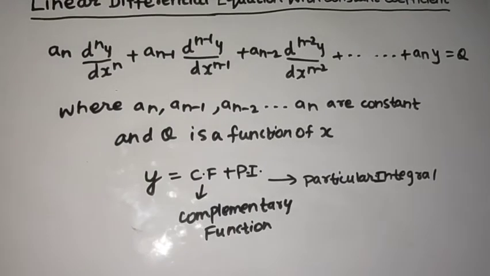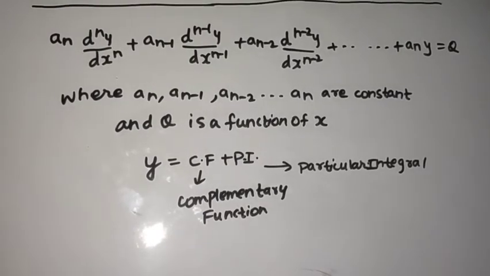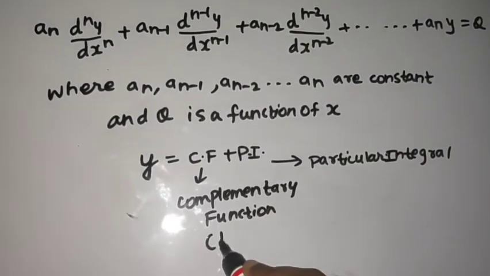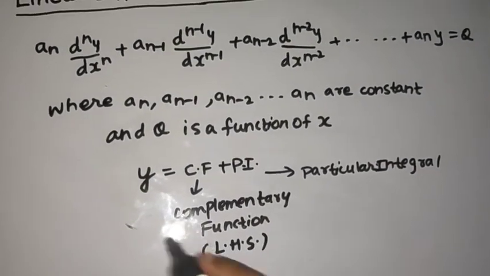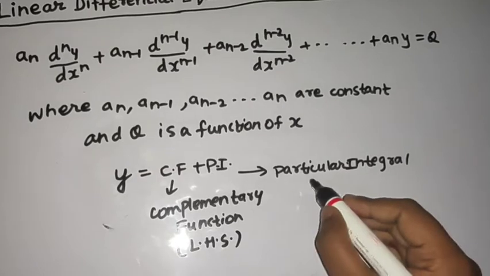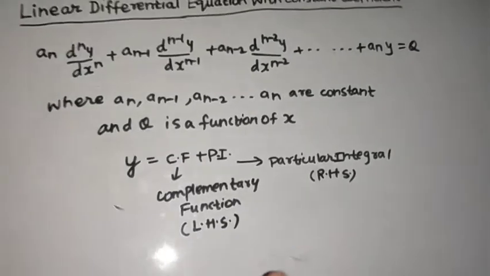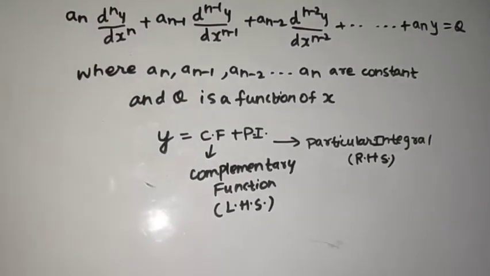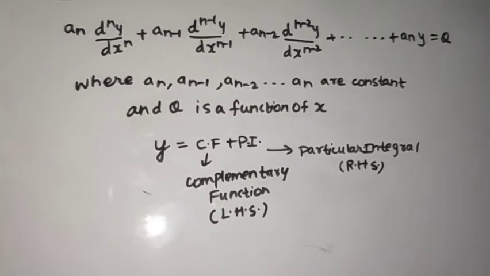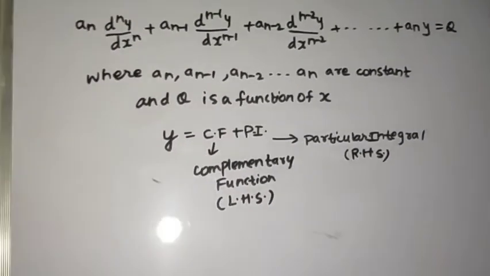Now one more thing to be taken care of, that we will find the complementary function from the LHS. That means this complete portion will give us the complementary function. That means if you have to find the complementary function, you only need the LHS of that particular question. And in order to find the particular integral, we need only the RHS. So these are two more things to be taken care of. Now, while solving the question, we'll also take care of some points which I will be mentioning now. So there are basically 3 points.